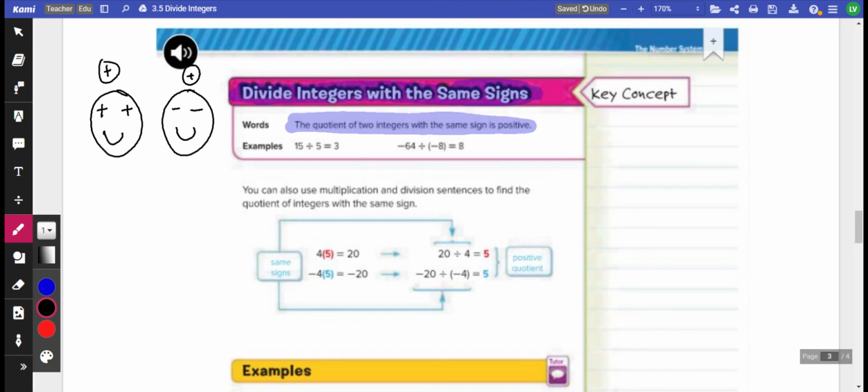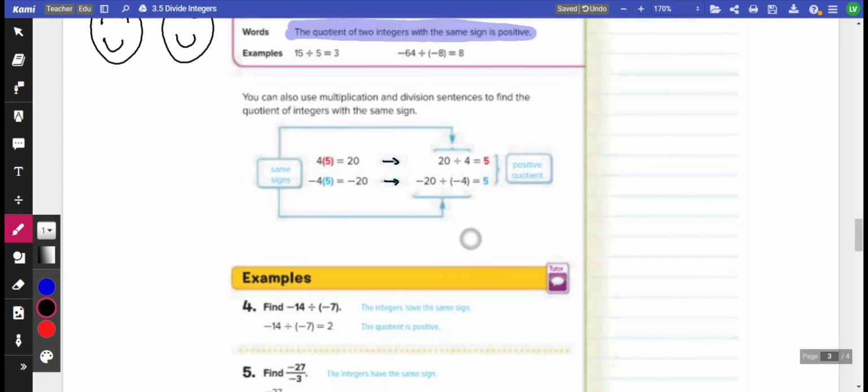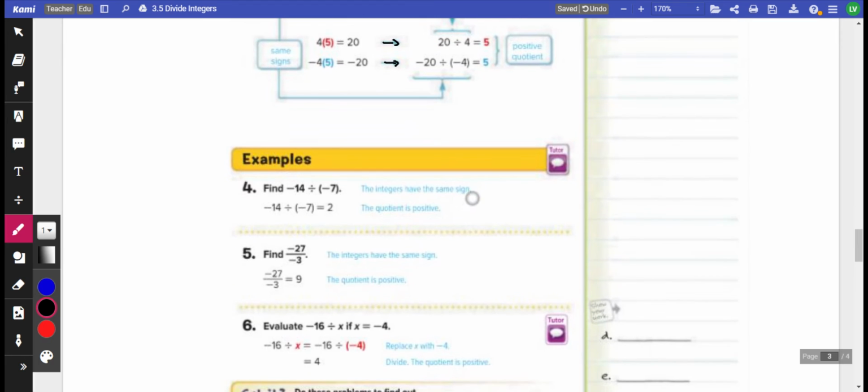You can also use multiplication and division sentences to find the quotient of integers with the same sign. So 4 times 5 equals 20, which then becomes 20 divided by 4, which equals 5. That's positive quotient. Negative 4 times 5 equals negative 20. Well, that becomes negative 20 divided by negative 4, which is a positive 5. So again, same signs gives you a positive quotient, so a positive answer to the division.